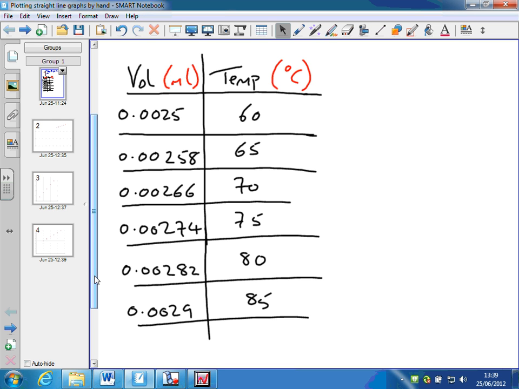If we look at the volume data here, you can see rather inconvenient numbers, 0.0025. So I'd have to set a scale that starts at least 0.0025 and goes up to 0.0029. I could also have very big numbers like 25,000 or 250,000, something like that. So we need a way of representing these very small or very big numbers.